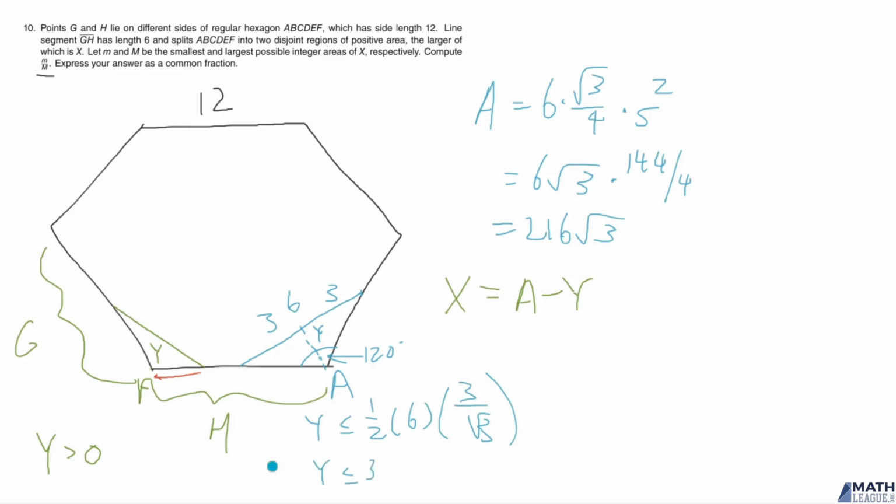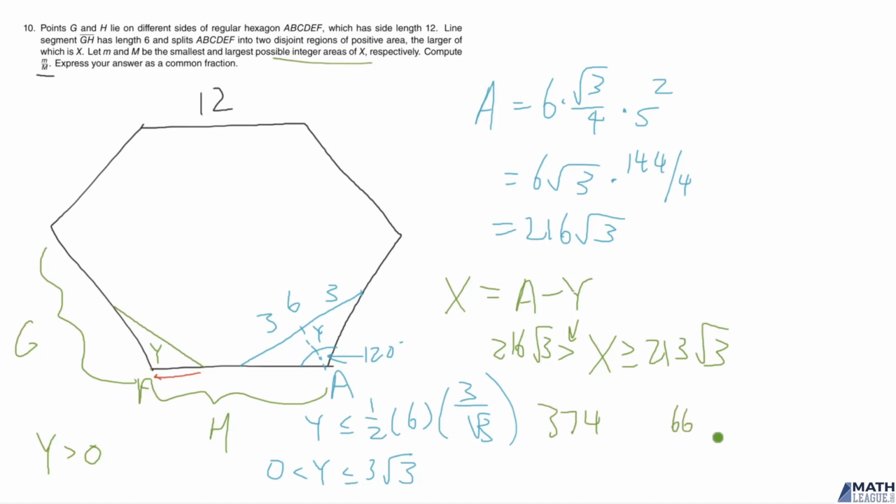Now, we also know that Y is greater than 0. So that means that X, we can now find the bounds for. And using Y, we can bound X being greater than or equal to 213 root 3, but less than 216 root 3. Now, the reason that the bounds not being strictly less than and then less than or equal to is not an issue is because we only care about the smallest and largest possible integer areas. And using a calculator, we can approximate these two to 216 root 3 being just over 374 and 213 root 3 being just less than 369.